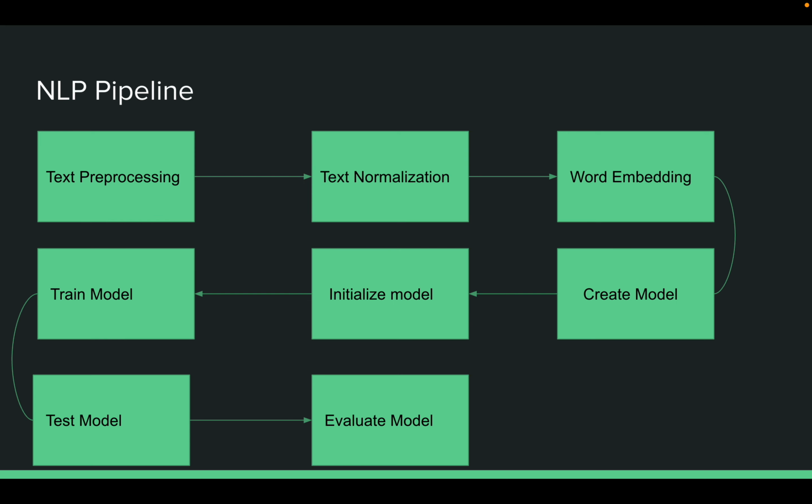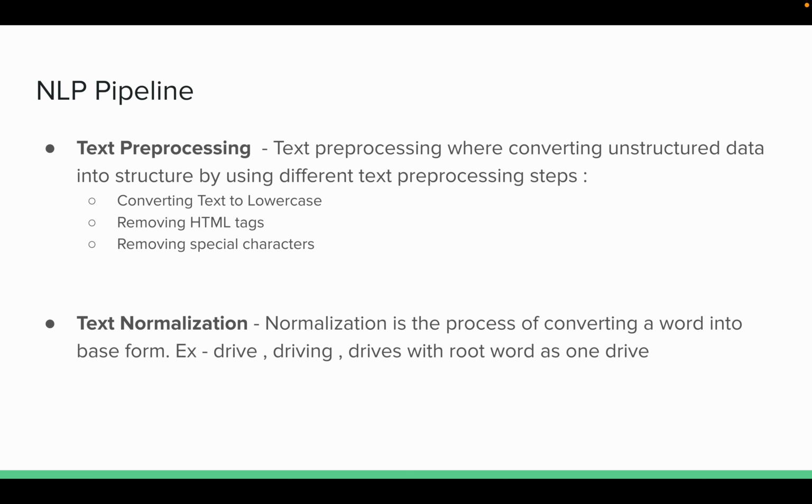After that, you do text normalization. What do you use normalization for? You convert all the words into a base word. What do I mean by base word? If one sentence has drive, the second has driving, and the third has drives, you have to convert these three into a base word. The base word is the root word, which is drive, because drive, driving and drives have the same meaning. This is the text normalization step.